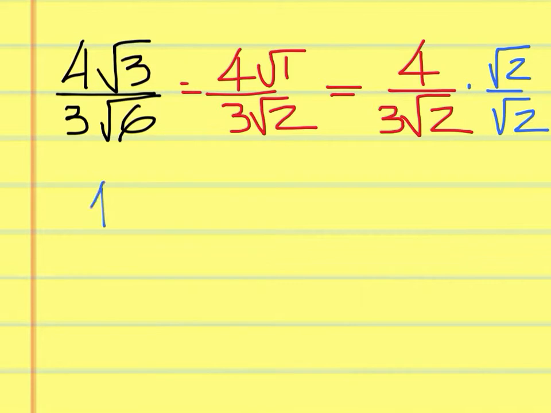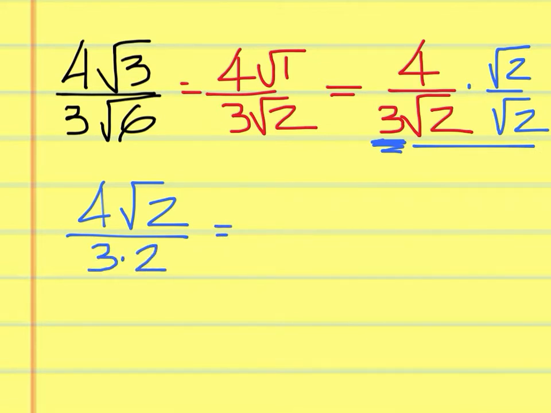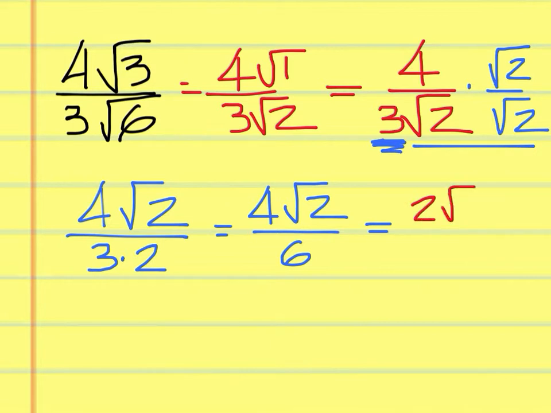So on the top you get 4 square root of 2, and on the bottom you have 3 times 2, which is going to be 6. That 4 over 6 can be reduced. So 2 square root of 2 over 3.